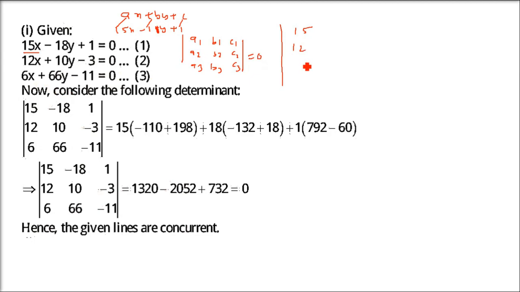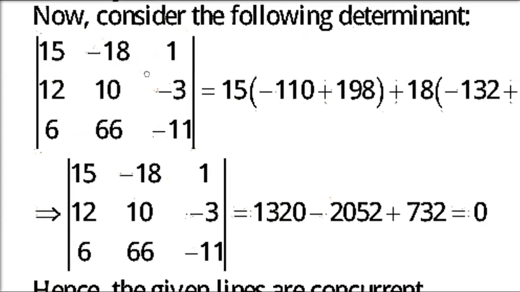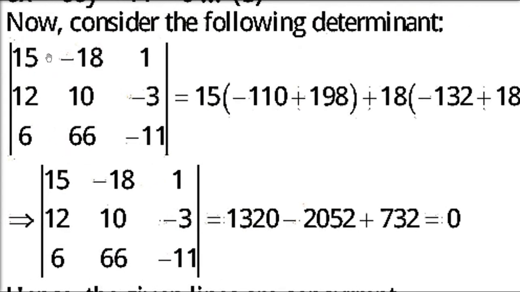So a1, a2, a3 I am writing 15, 12, 6. b1, b2, b3 I am writing minus 18, 10 and 66. And c1, c2, c3 is 1, minus 3 and minus 11. And if this is equal to 0, they are concurrent. Now you know how to find out the determinant. So we always take the first row. This is the general tradition we follow.